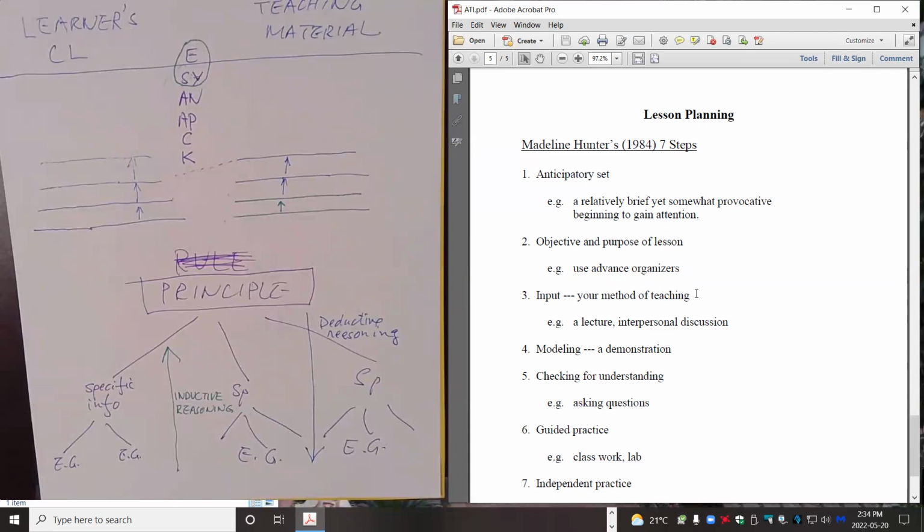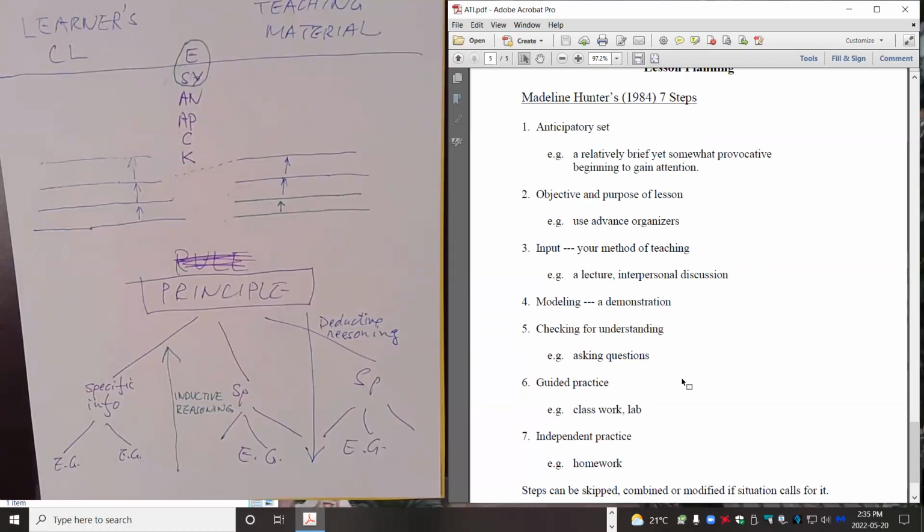Then input, your method of teaching. What is it? A lecture, inductive inquiry, interpersonal discussion, or synthesizing teaching. Right? That's your choice. Modeling, a demonstration accompanied by verbal description of what you want your students to do in order to facilitate their understanding of the input. So that is modeling, basically a demonstration, right?